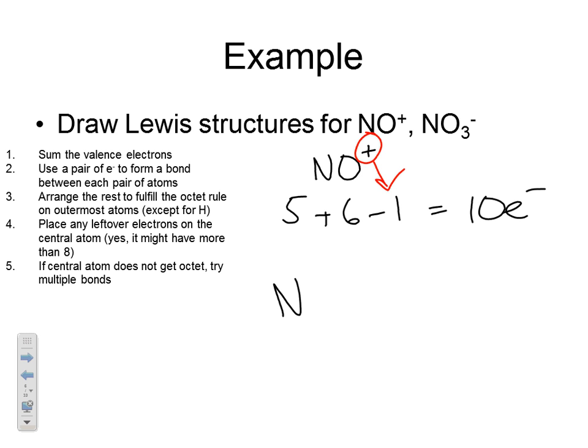So we have N and O. We're going to connect them with a bond. We're going to give an octet to the outermost atom. Well, no, there is no outermost atom because there's only 2 atoms. So now I'm going to give an octet to my most electronegative atom because that will preferentially have electrons over the less electronegative atom. So that's oxygen. So I'm going to give an octet to the oxygen because it's more electronegative.